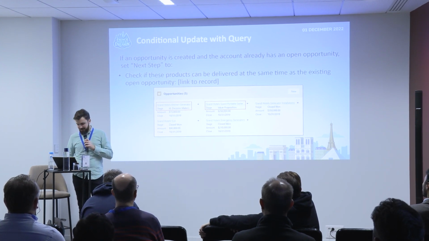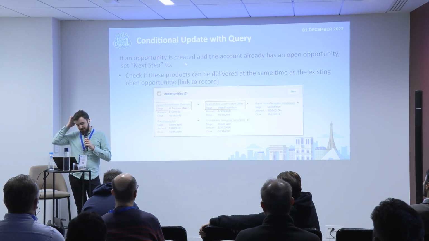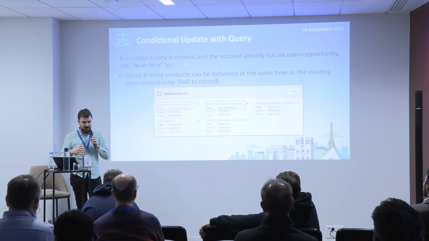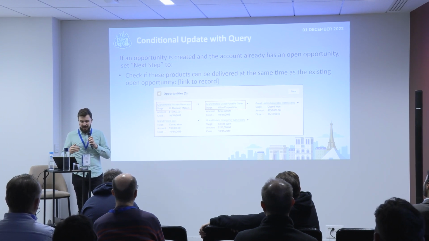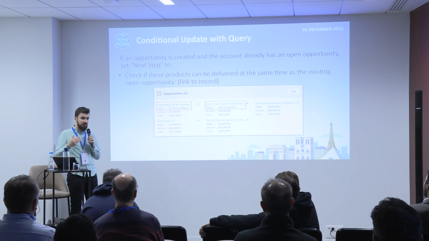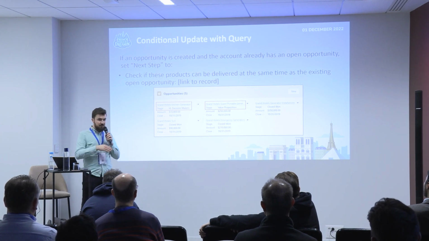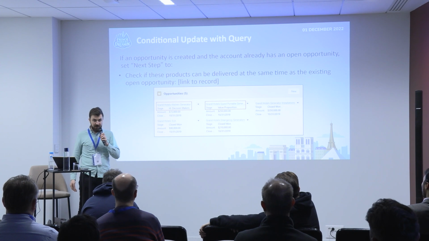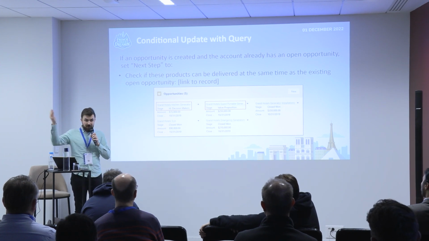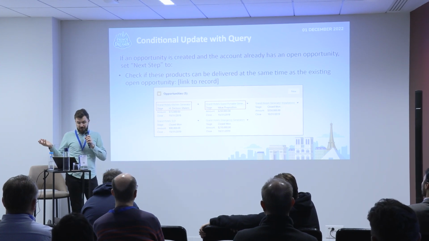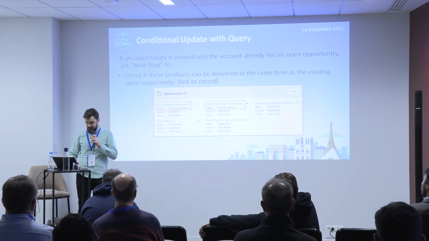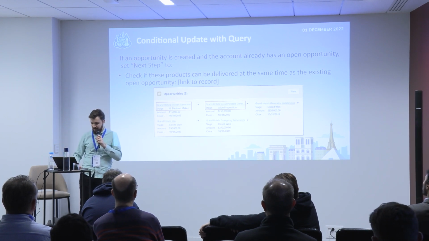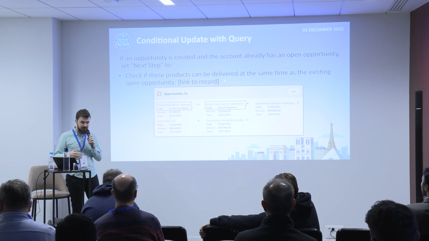So the example here, this sales team, they want to consolidate a lot of their shipments into fewer records for their operations team. So they have a requirement that anytime a brand new opportunity is created, they want to check and see if there's any other open opportunities on that account. If so, go find the very next open opportunity, and we want to put a link to that record on the new record that we are creating. So here's some static text they want to put in the Next Step field: check if these products can be delivered, and then give the salesperson a link to that record.